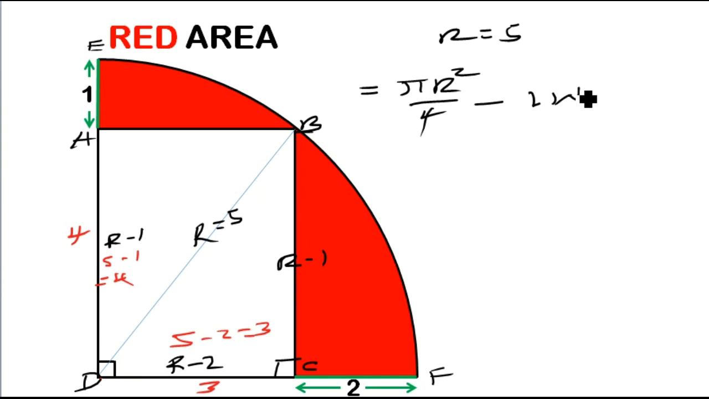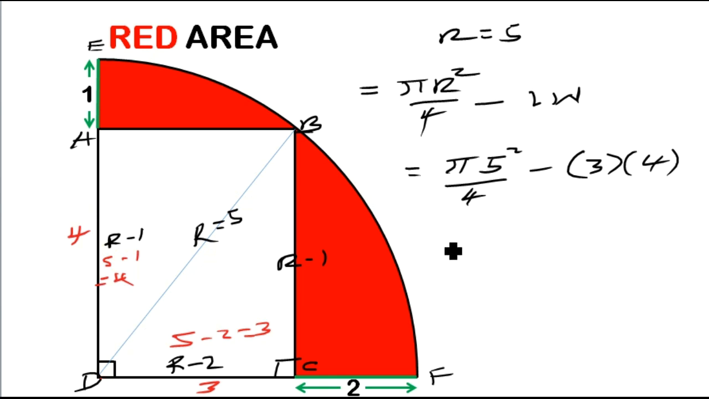The area of the rectangle is length times width. So if you do the substitution, r we found to be 5. So it is pi times r squared over 4 minus the length, from here up to here we found is 3, times the width of the rectangle, from this point to this point, which we found to be 4. So what is the red area? 5 squared is 25 times pi, that is 25 pi, then divide by 4, then minus 3 times 4 is 12. Ladies and gentlemen, that is the simplest means to find the red area of that given diagram.